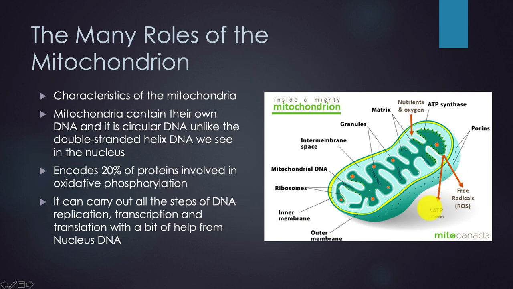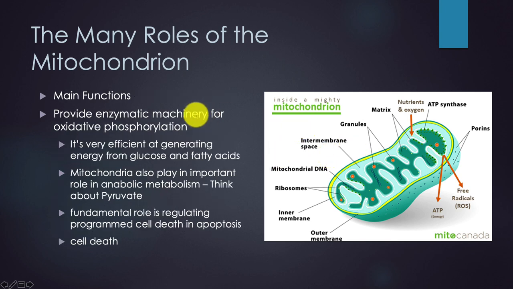We know that ATP is generated. We know that we have an outer membrane and an inner membrane in the mitochondria. Well, if the mitochondria has its own DNA and creates its own protein, then obviously it has to have ribosomes, because that's where it's going to assemble the proteins from the messenger RNA. All right, you guys know all that stuff. So let's get on to the next section. So, main functions. You guys know all this. I'm going to let you look at this.